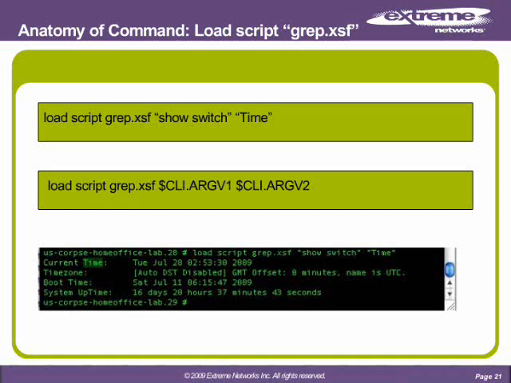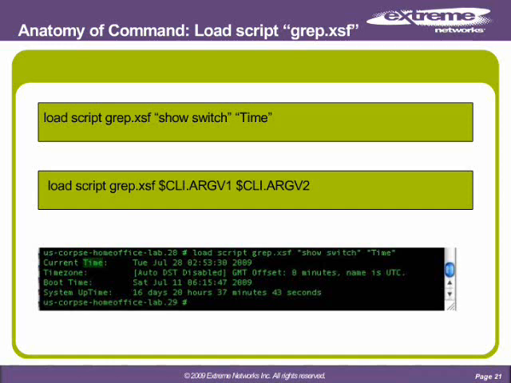Then we're invoking a show switch, and we're looking for anything within show switch. We're looking for any line that has time. Now this is a case-sensitive search, so if you were to put lowercase time, it wouldn't find anything because there's no lowercase time in the show switch command. We've captured the output, and if you look, we load script grep show switch time, and if you can see, all of the lines that had time in it appear.